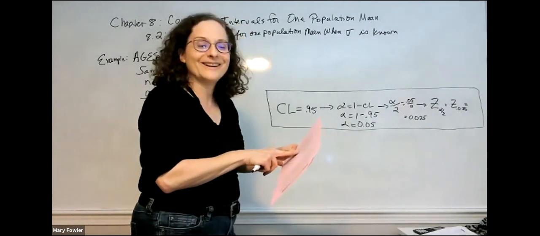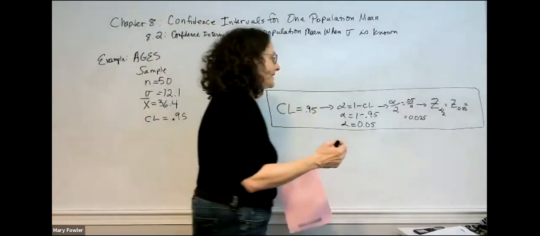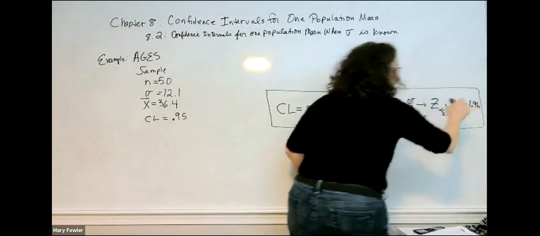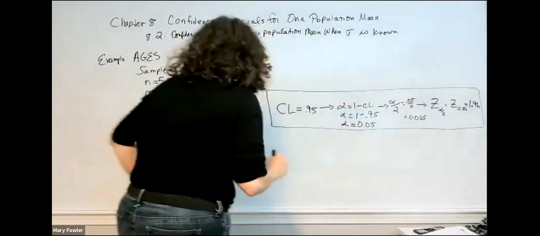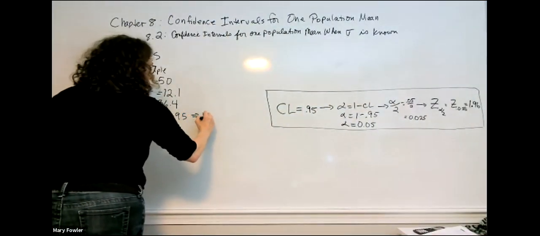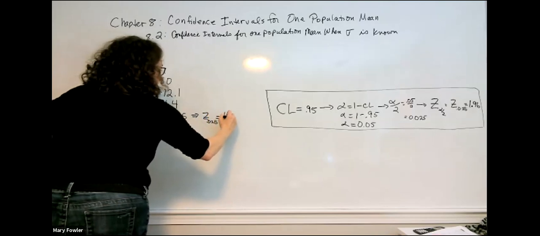And we hit right on the nose with this one, 1.96. Remember, this is the positive version. So 1.96, that's my z sub alpha over 2. So we say the confidence level of 0.95 gives us a z sub 0.025 of 1.96.